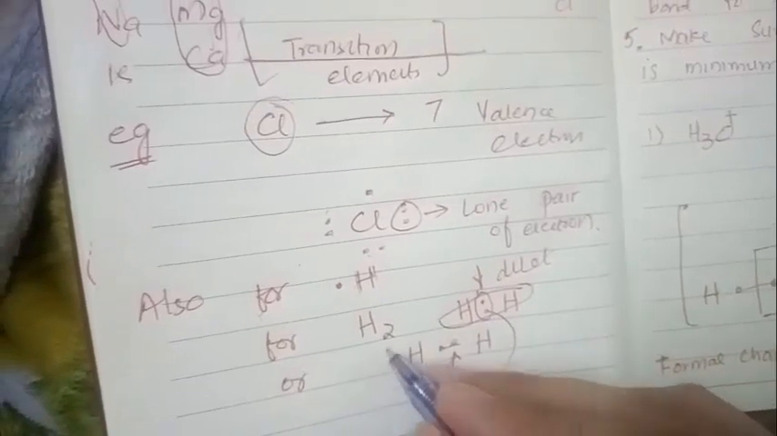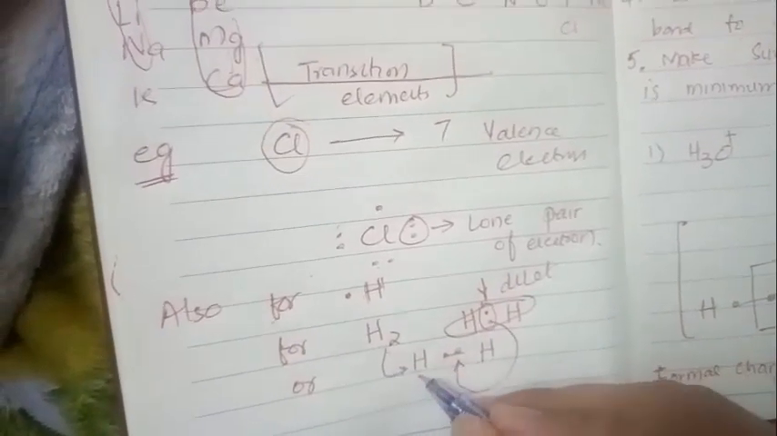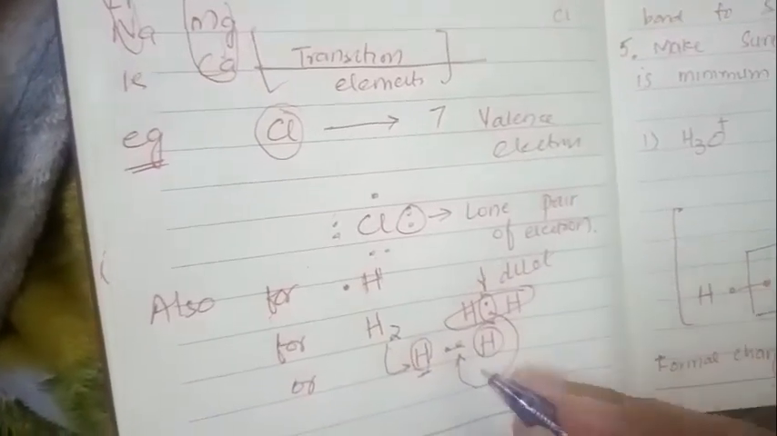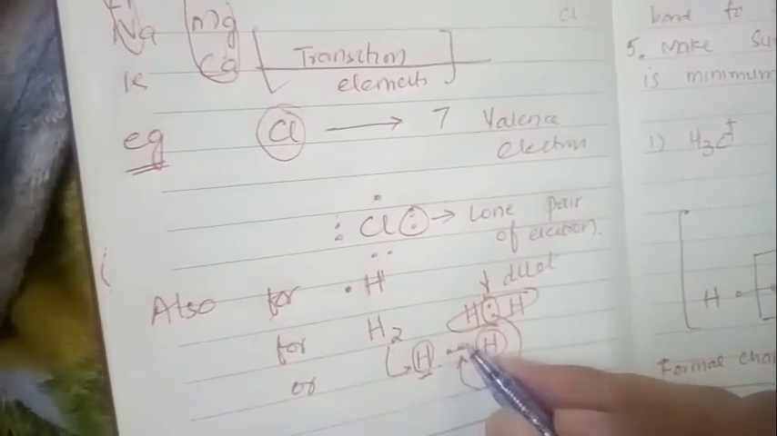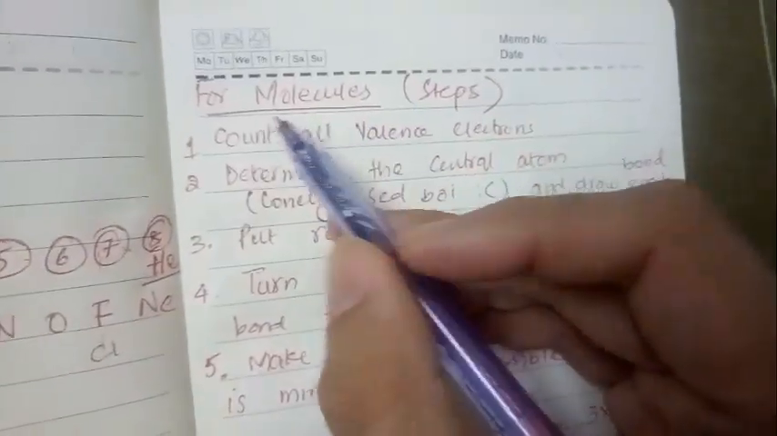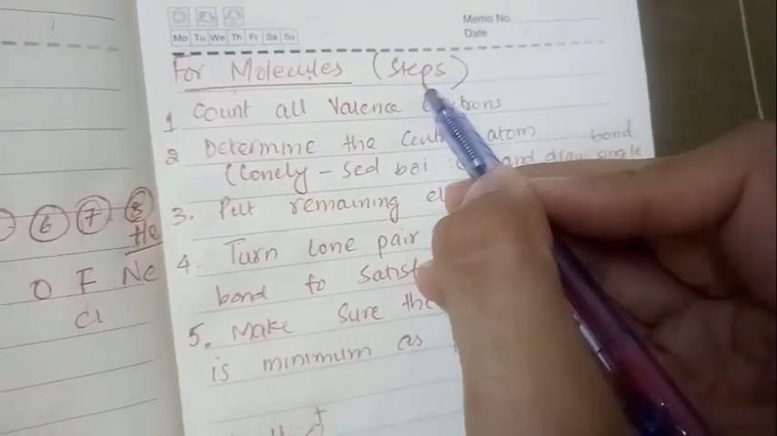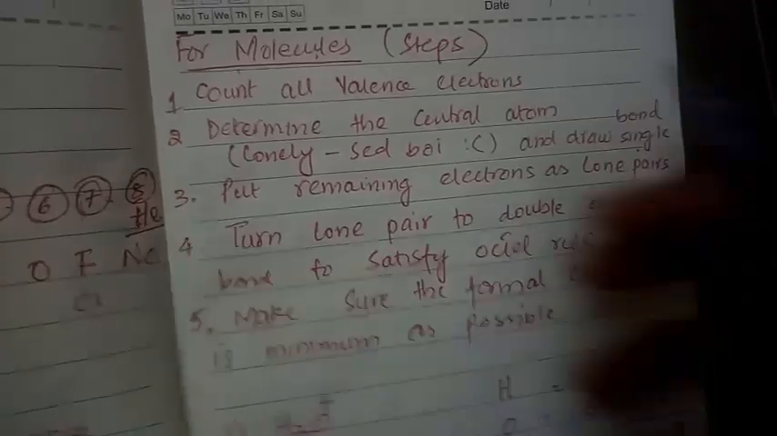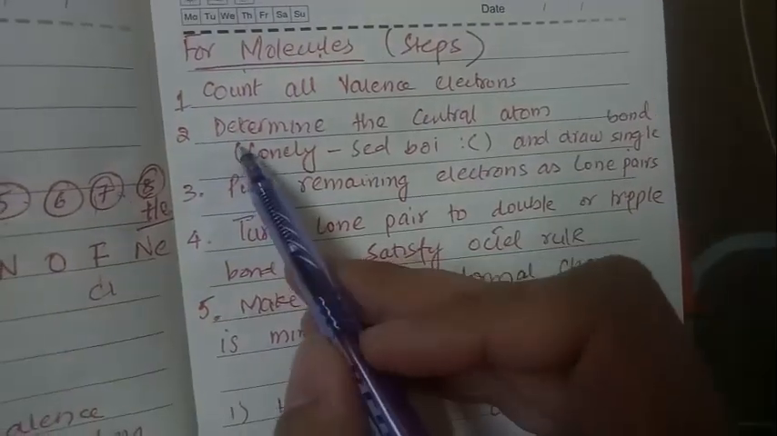Now if I talk about this hydrogen molecule, this hydrogen atom has 2 electrons and this hydrogen atom has 2 electrons, because now they are sharing, right? So these 2 electrons belong to both of them. Now how can we write the Lewis structure for molecules? There are a few steps and it is very simple. The first step is you have to count all the valence electrons, right?